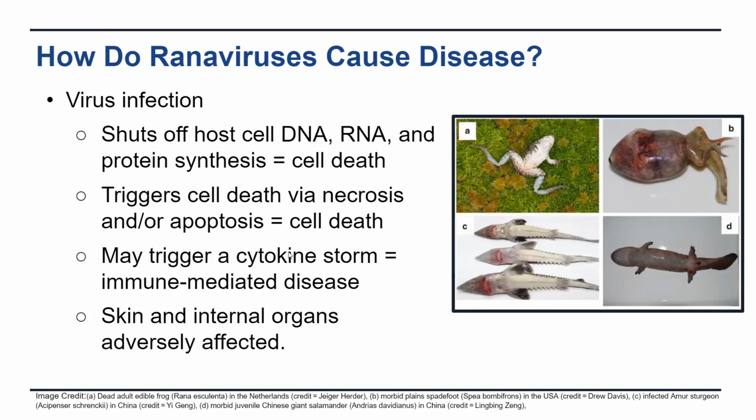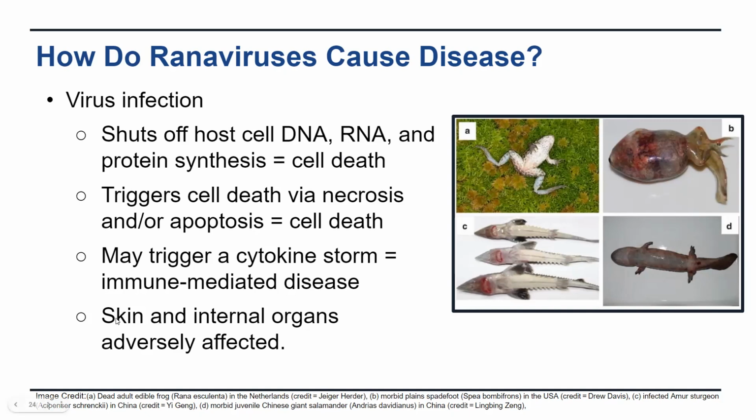And like you see with many mammalian infections, this may lead to a cytokine storm or immune-mediated disease. I think many of you are aware of the fact that in the case of COVID-19, a lot of the pathology is due not so much to virus replication per se, but to the immune response to the virus. So this combination of inhibition of cell macromolecular synthesis, the induction of necrotic and apoptotic death, and the cytokine storm, all these things lead to disease. And what that results in is a variety of manifestations.